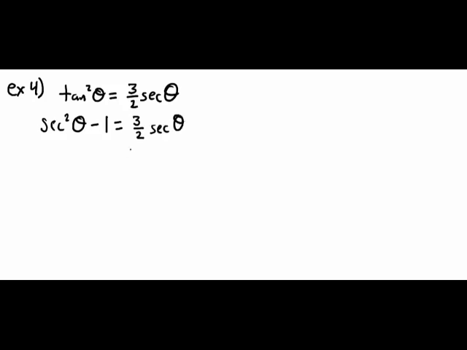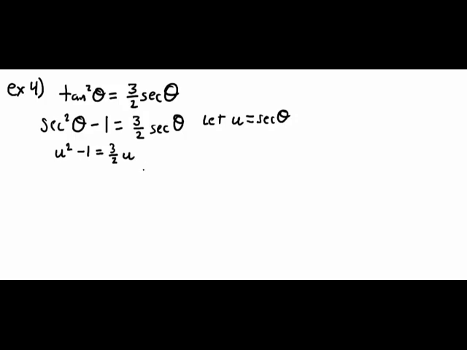Now, the reason why we're doing this is because we're going to do some factoring, and I want everything in terms of secant, because when I do my substitution, I would like to see that substitution for one trigonometric function. So I'm just going to do that right now. Let's see, let u equal secant theta. Okay, so what we're going to do now is have u squared minus 1 equals 3/2 u.